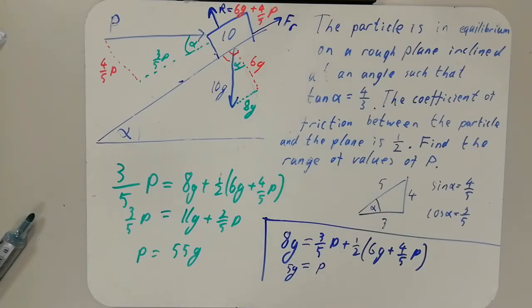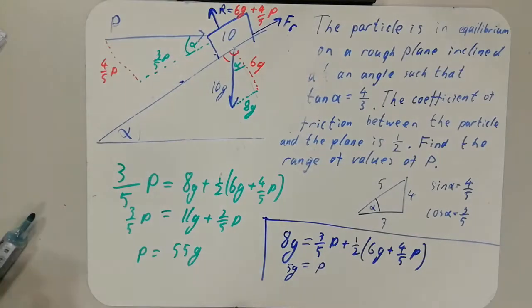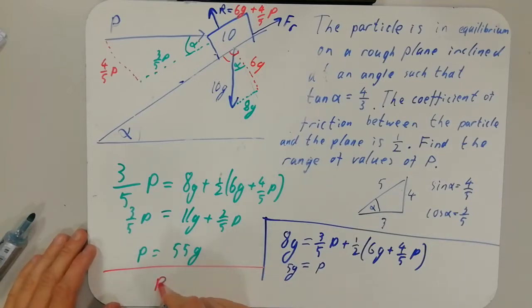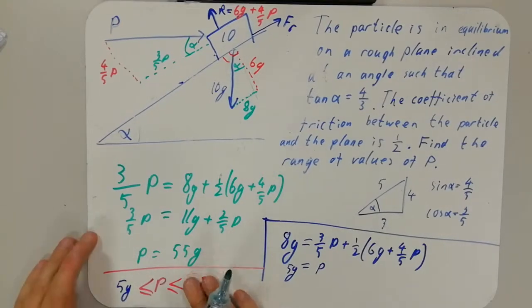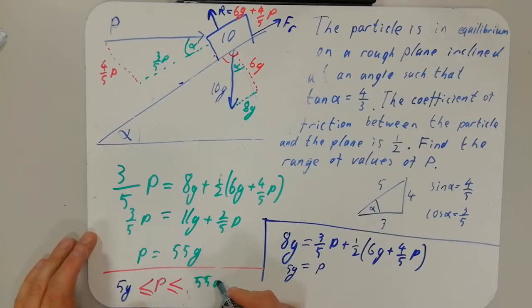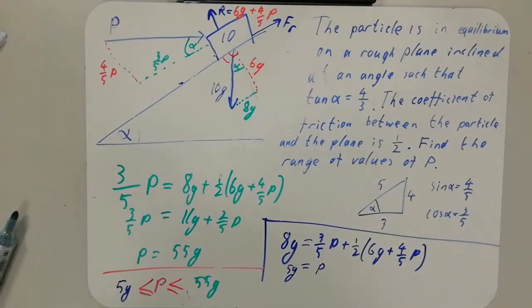So I can see that the minimum possible value of P is 5g if it's on the point of sliding down the plane. Therefore, the final answer to our question is that P must be greater than or equal to 5g when it's in limiting equilibrium about to slide down the plane, but it cannot exceed 55g. At that point, it's in limiting equilibrium about to slide up the plane, and friction will be opposing that motion. Okay, just to colour code that so you can see where they came from. 5g, 55g.